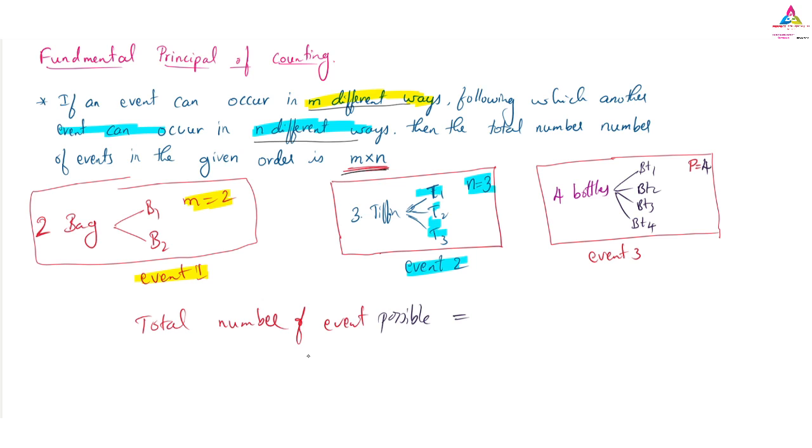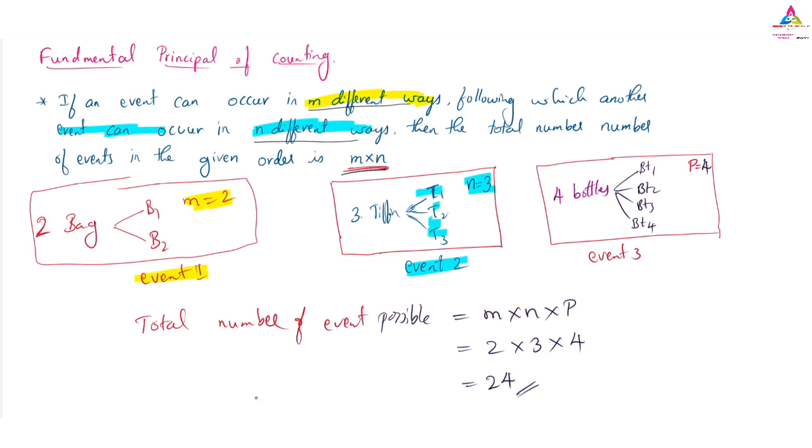Possible is equal to, now there are 3 events, so m into n into p. I have taken p as the third one, so I will have to multiply them. So what is the answer? The m value is 2, n value is 3 and the p value is 4. So the total number of events we are going to get is 2 times 3 is 6, 6 times 4 is 24. So we got this answer, 24.